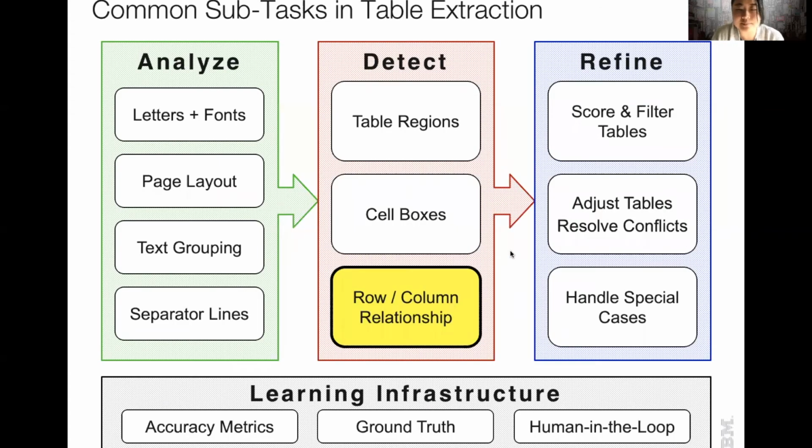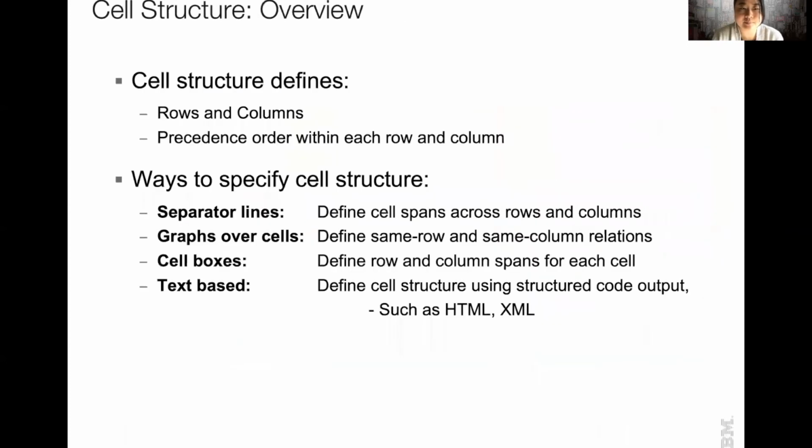And finally, I'm going to talk about how we put these different elements together so we can figure out the actual row and column relationship of all the cells. The cell structure needs to define what are rows and columns, and also the order within each row and column. Another way to talk about this is for each cell, we need to know its row and column position.